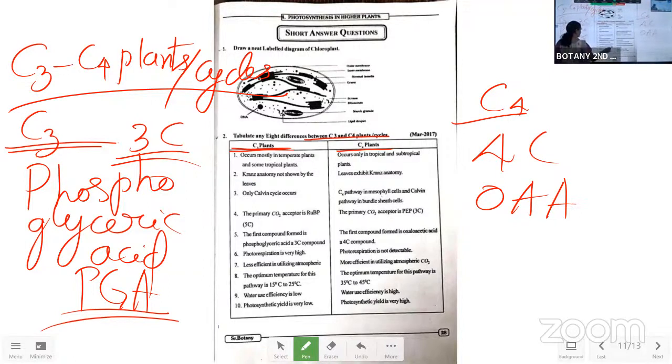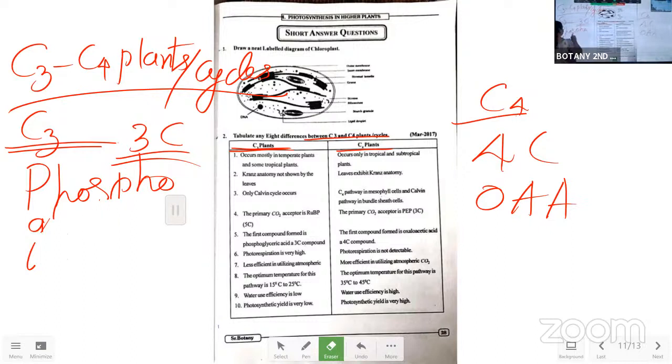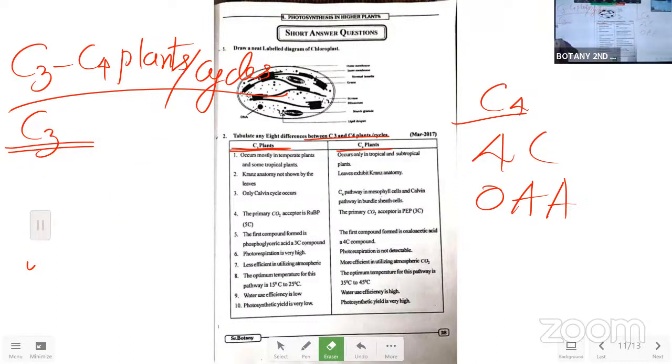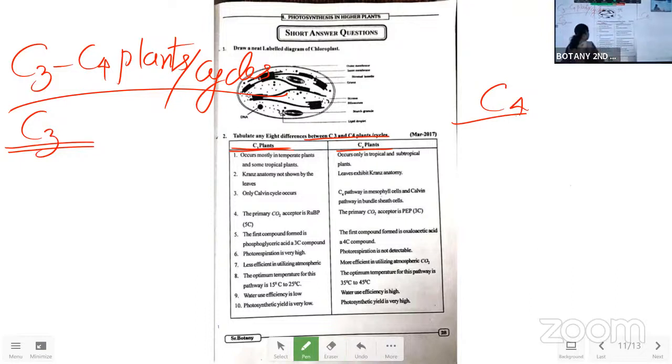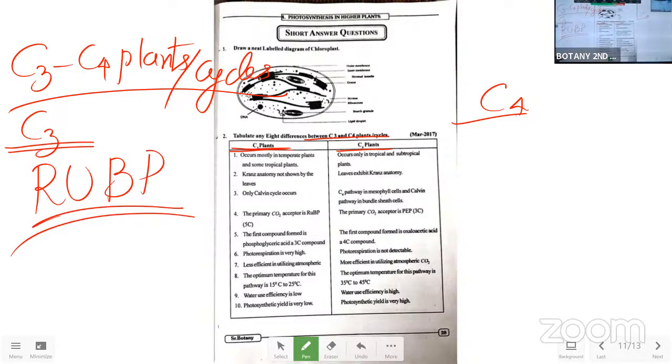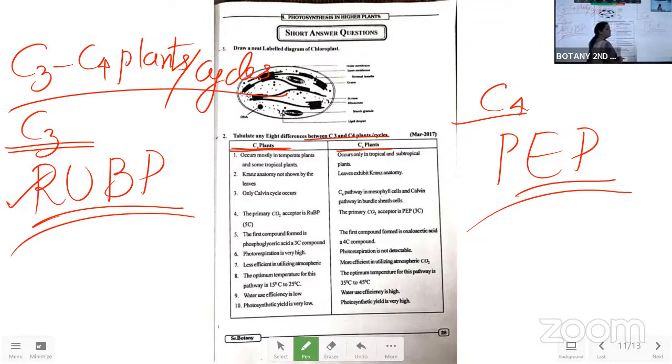And in the C3 cycle, the first substance which absorbs carbon dioxide to form the first stable compound is RuBP, ribulose 1,5-bisphosphate. Whereas in the C4 cycle, it is phosphoenol pyruvic acid, PEP.